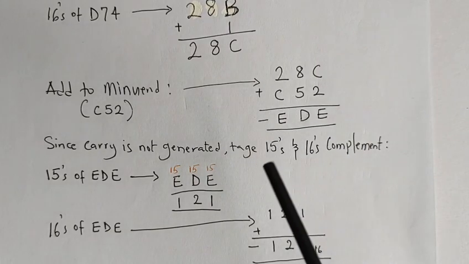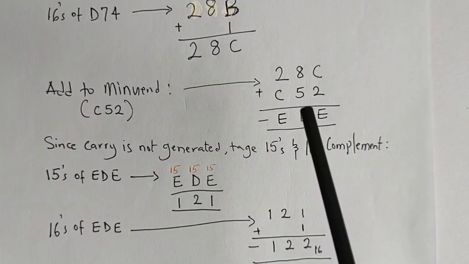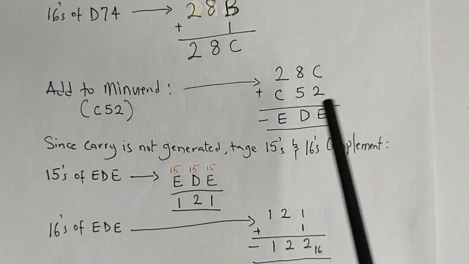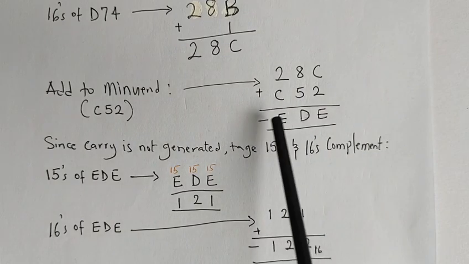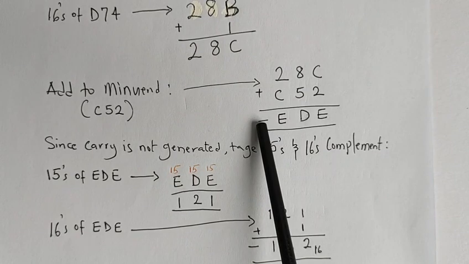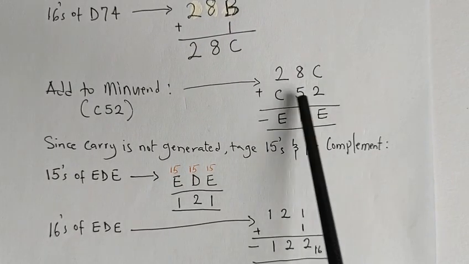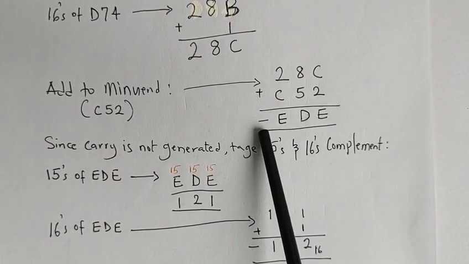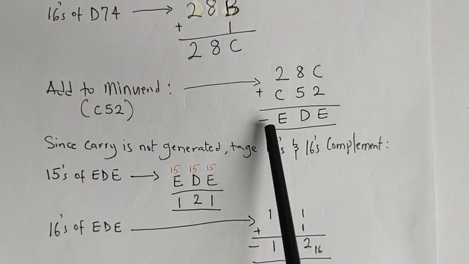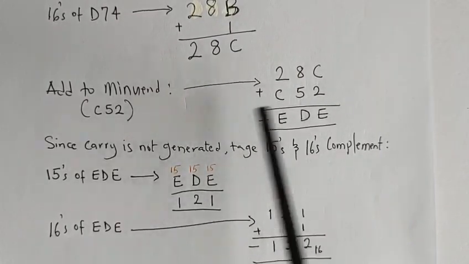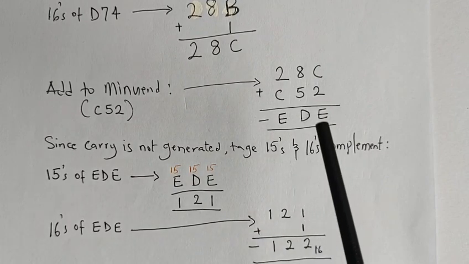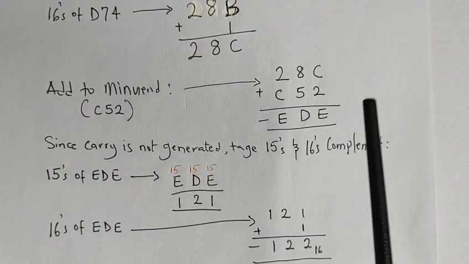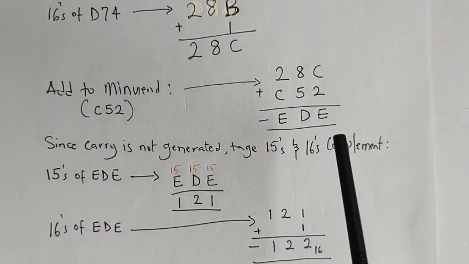Now in this case, the result minus shows that no carry is generated. If you notice, carry is not generated in any of these operations, not even in the last operation. Carry is not generated, so therefore the result is said to be negative. So that's why we got this negative result. So once carry is not generated at this point, the result is negative. We need to take the 16th complement again to get the actual result.